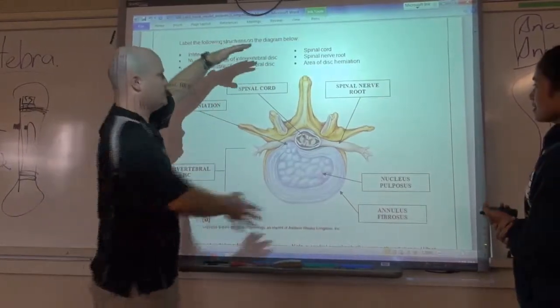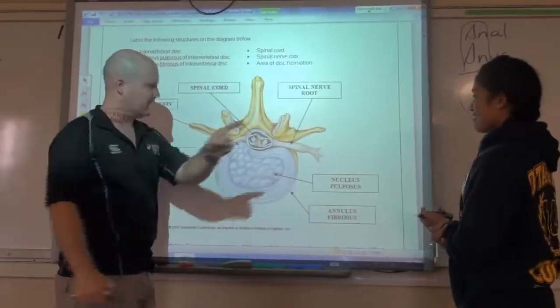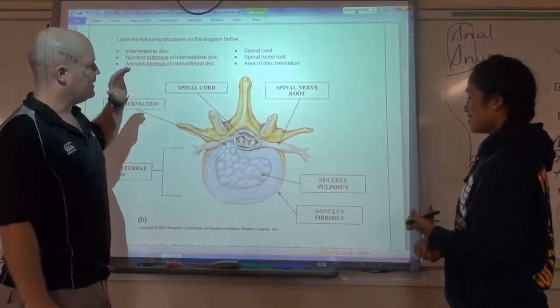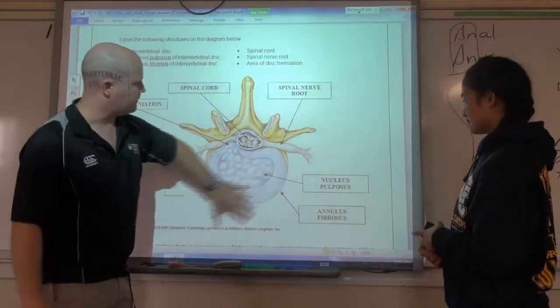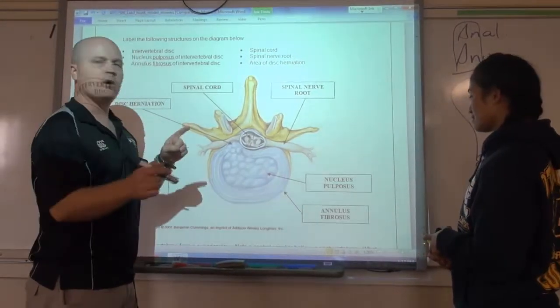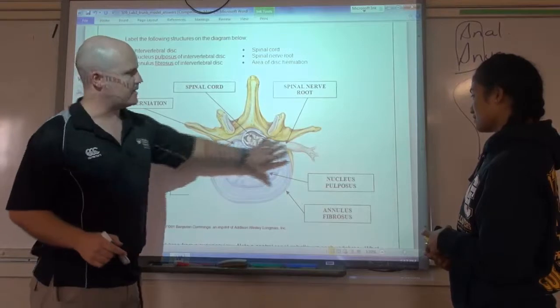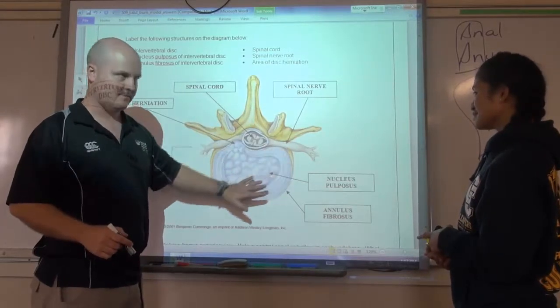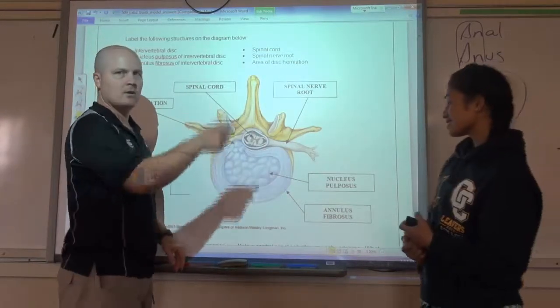Asu's going to tell me about this picture right here. So what are we looking at? What's this whole thing? Vertebra. It is a vertebra. And then, normally this chunk of the vertebra we would see, and it's called the body. But at the moment the body is covered by the intervertebral disc. Good.